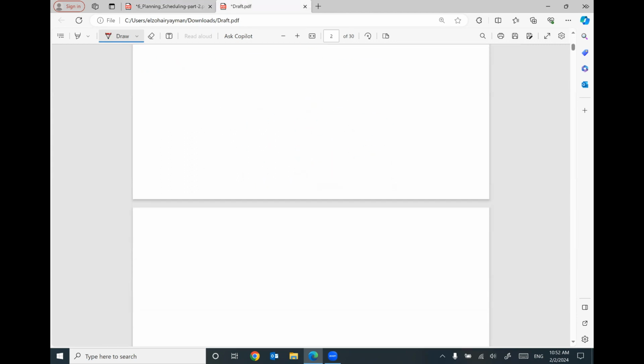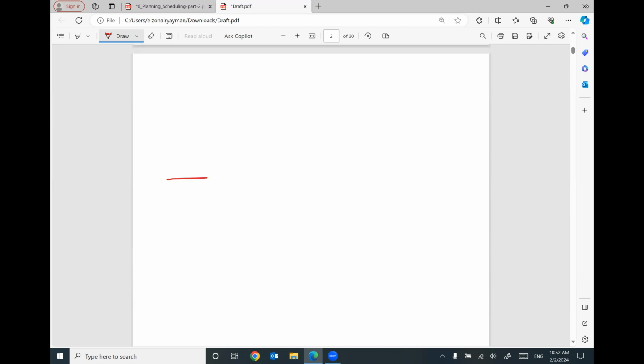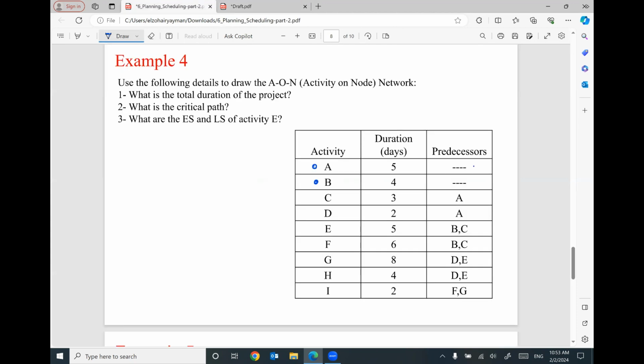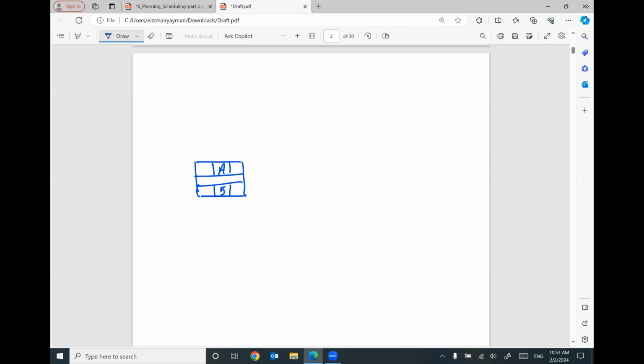So I will start with activity A, with a duration equal 5, activity B with a duration equal 4, and I can say this is my start, and this is the start activities, A and B.